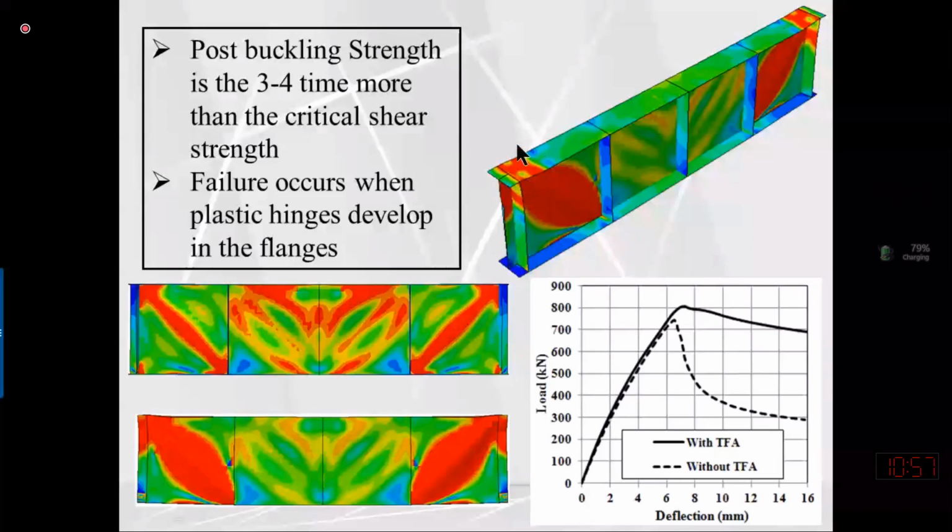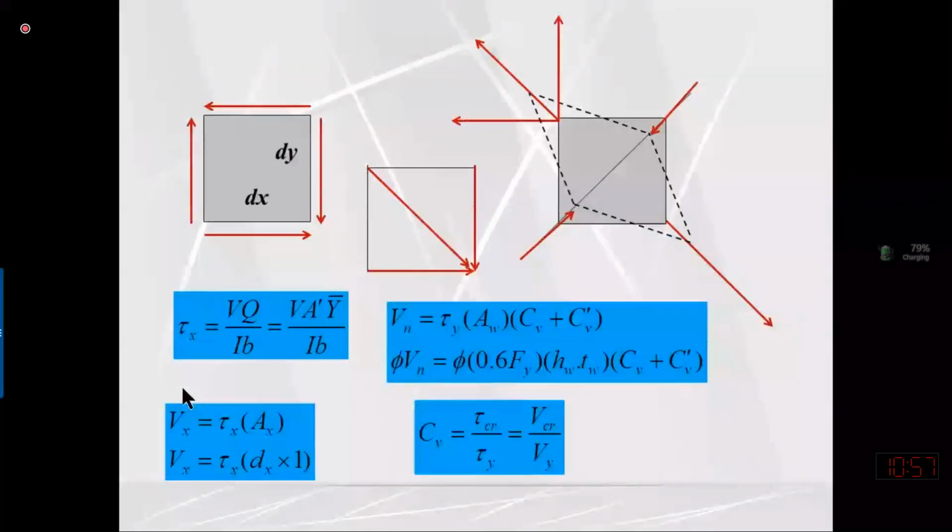So what are the C_v and C_v prime values? I have already shown you this formula. The total shear strength is the summation of the shear strength provided by web buckling and the strength contributed by tension field action. This is the shear coefficient depending upon web buckling alone, and this is the shear strength enhancement factor due to tension field action. So we will study their proper definitions.